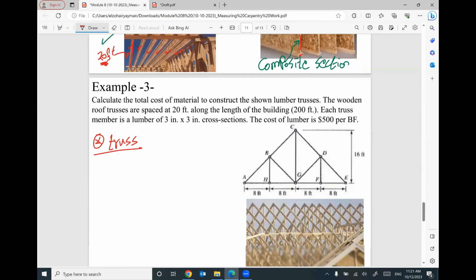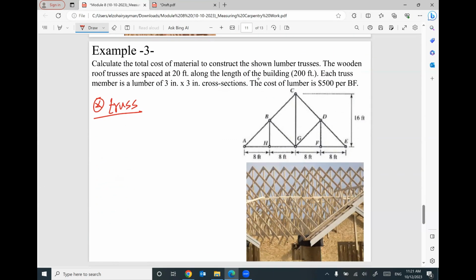Okay, so one member of this truss has a cross section equal 3 inch by 3 inch. Looks like we have a cross section of the wood, and this is one piece or one member. Looks like this, 3 inch by 3 inch. If you look to the member, we have a member with cross section.